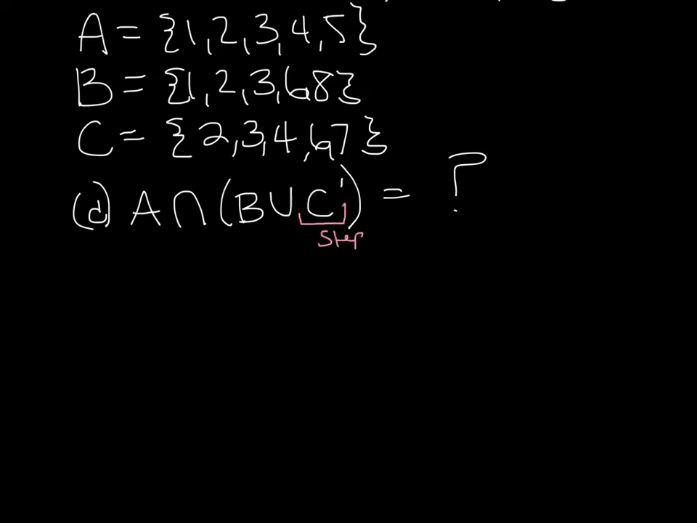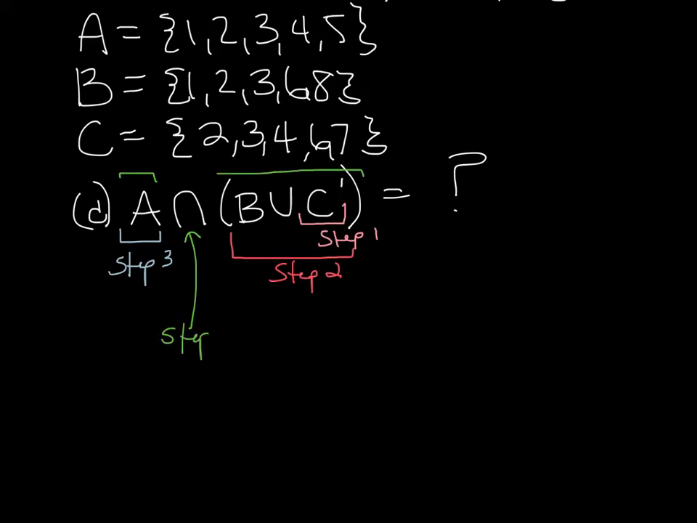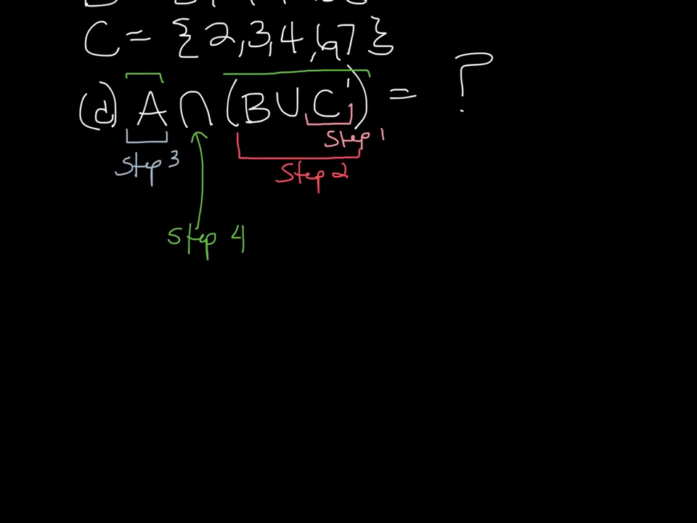So if you want to do step 1, and maybe, let's see, darker pink, then we can take the union of B union C complement. That can be step 2. This guy can be step 3. And then finally, we'll take the intersection of this first set and whatever we get here. That'll be step 4. Okay, so let's start the process. Let me get my light pink.